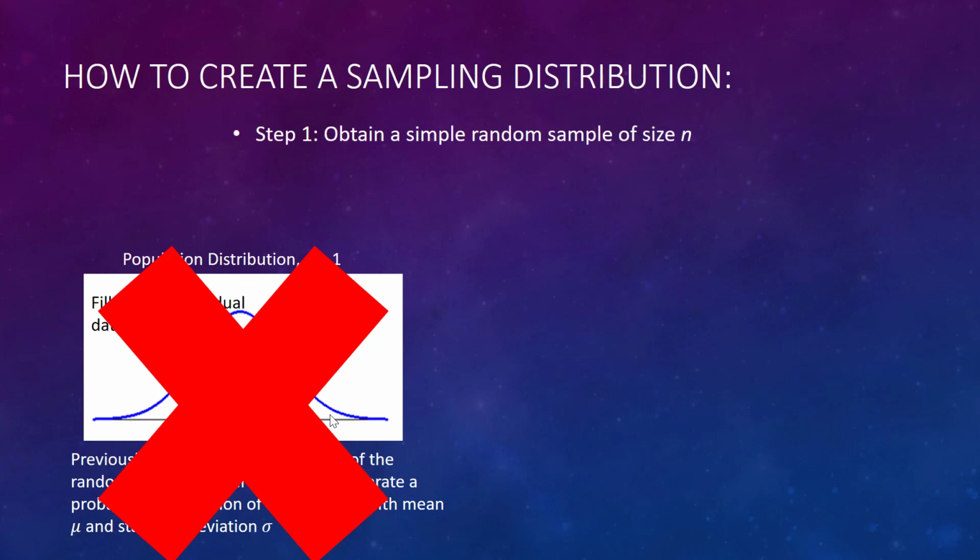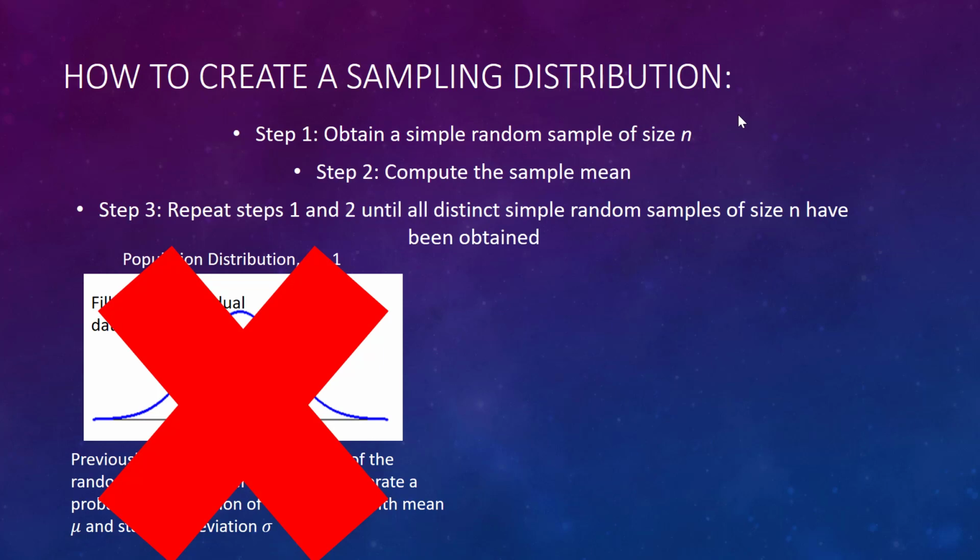Instead, what we're going to do is take a sampling distribution. So instead of taking individual data points, we're going to take samples of size n, and n can be any number as long as it's larger than 1. Then we find the sample mean by averaging our data points, and we continue this until all distinct simple random samples of size n have been obtained.